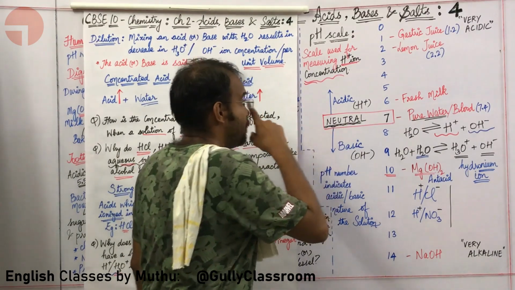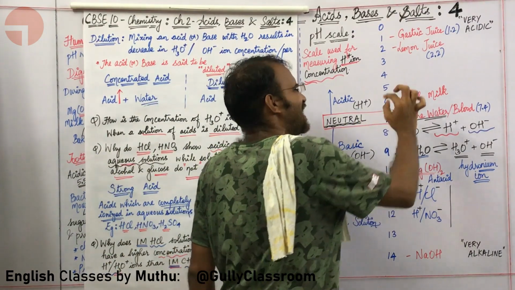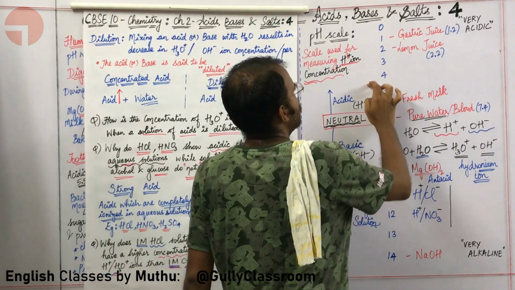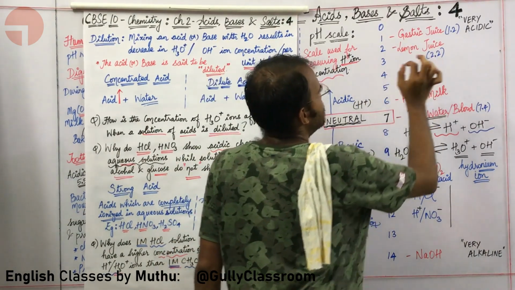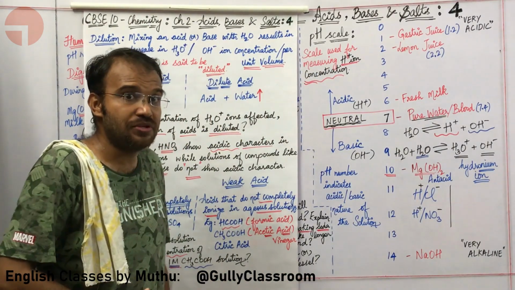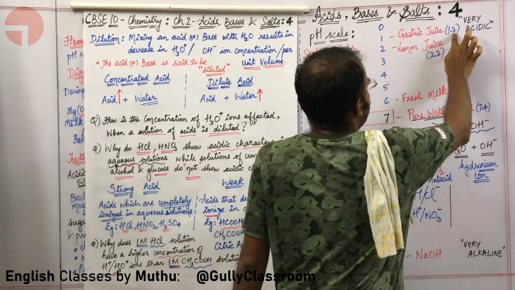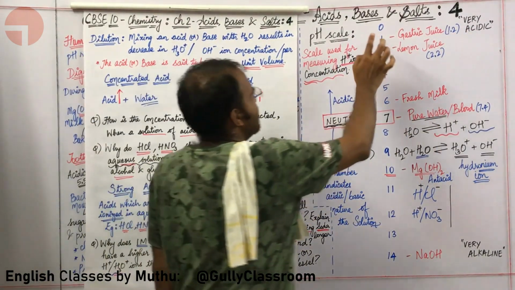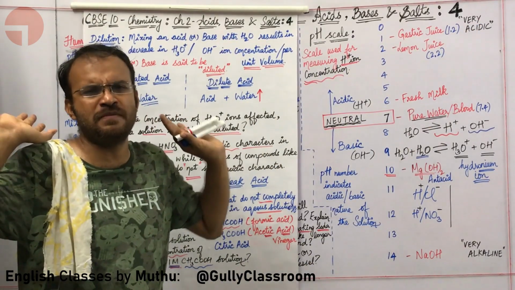Let us look at a couple of examples. Here 7 is neutral, 6 is slightly acidic, fresh milk is slightly acidic. Let me go further. Lemon juice is acidic, 2.2 is its pH. What about gastric juice, sir? Gastric juice is the digestive juice of the stomach. Its pH is 1.2. It is strongly acidic. If you have a pH of 0, it is extremely acidic.